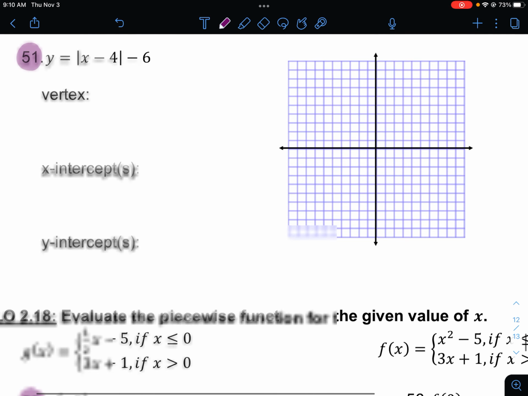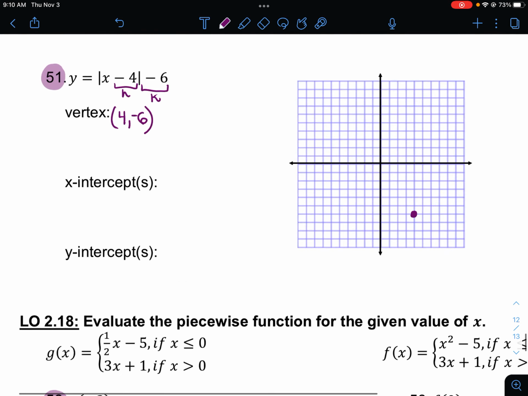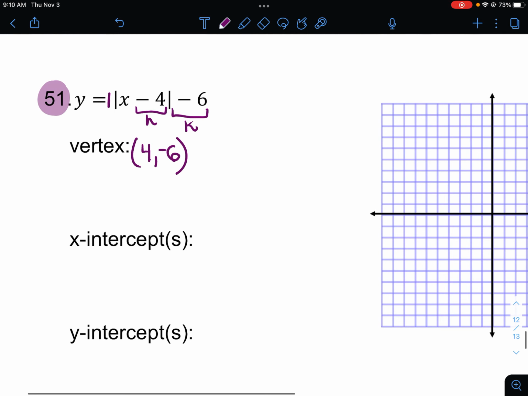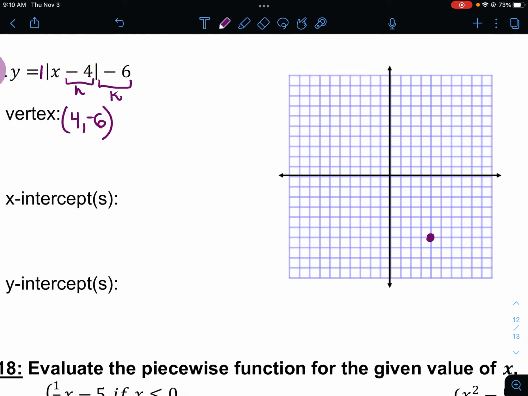And then this last one, I guess I should have done this one first. That's okay. So my H value, the opposite of a negative 4, is a positive 4. And then my K value is a negative 6. Now, I'll go right 4 and then down 6. There's your vertex. Remember, if it's a negative number for your A value, your V is opening down, okay? This one has a positive 1. So this one was the things that we start with, up 1, right 1, up 1, right 1.